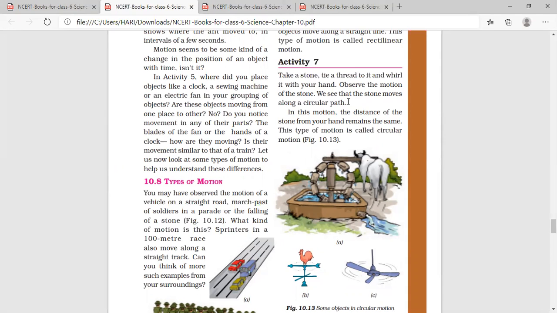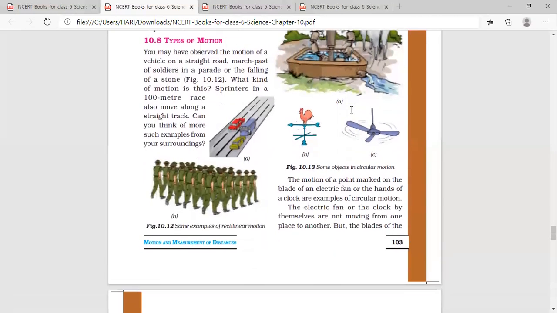And here you can see that the distance of the stone from your hand remains the same at all the points wherever the stone is. This type of motion around a circular path is called circular motion. We will see some more examples for circular motion. The motion of the blades of the fan, the motion of the hands of the clock, the motion of the wheel of the bicycle. These are all examples of circular motion.